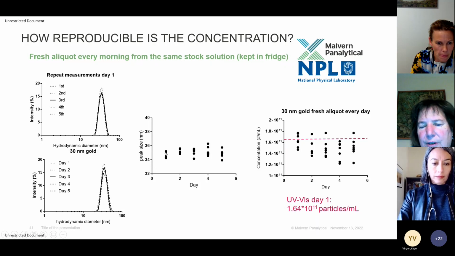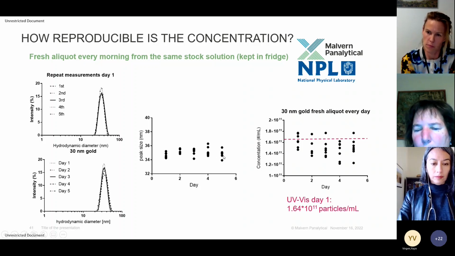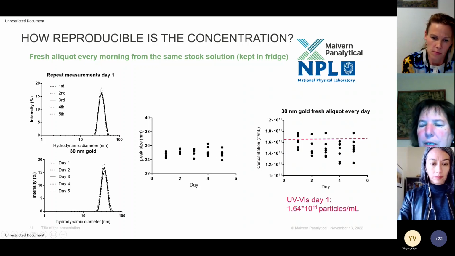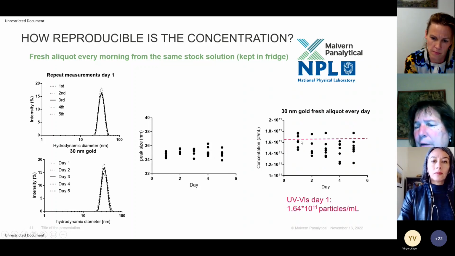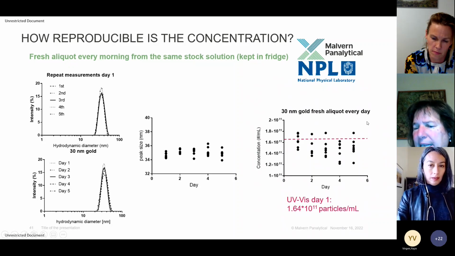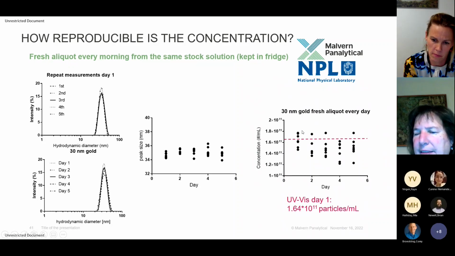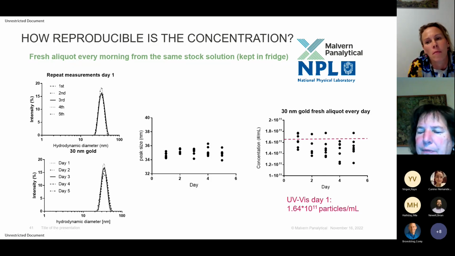And this actually shows the peak size with the standard deviation across the 5 days that the gold was measured. You can also see the concentration for fresh aliquots that were taken every day. And these are the concentration results, again, off the Zetasizer Ultra using that MADLS measurement. UV-Vis data is shown in red, so how we compared to UV-Vis data for particle concentration.